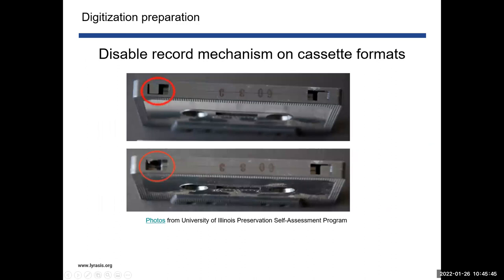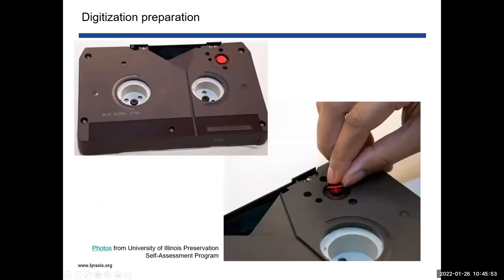Here's just another quick reminder of where that record mechanism is on a cassette tape and then on a U-matic. It's also on all other cassette formats. And this resource from the Preservation Assessment Program will help you find it on any format.